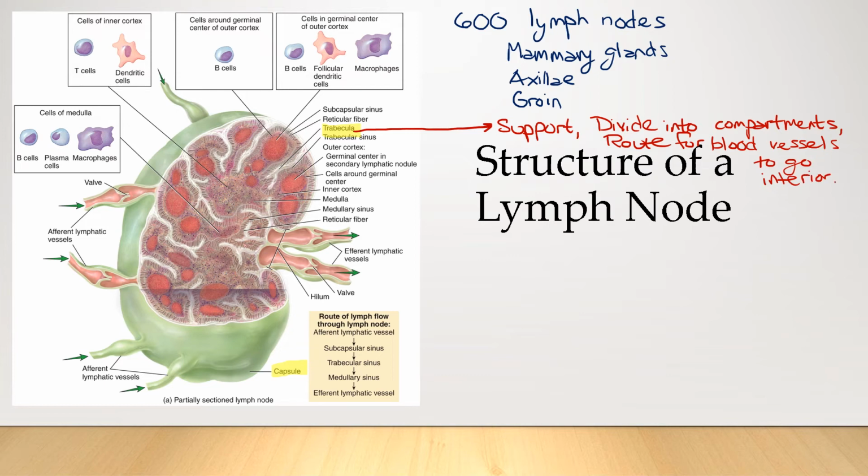Now, the functional part of a lymph node is divided into a superficial cortex, or an outer cortex, and a deep medulla. So the cortex actually consists of an outer cortex and an inner cortex, kind of two different parts of the cortex. Now, within the outer cortex, we have egg-shaped aggregates of B cells called lymphatic nodules.